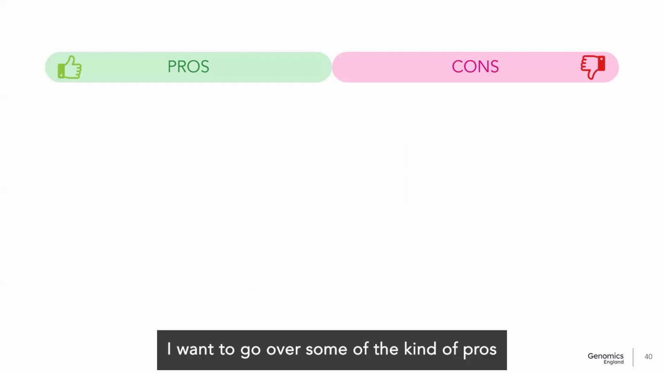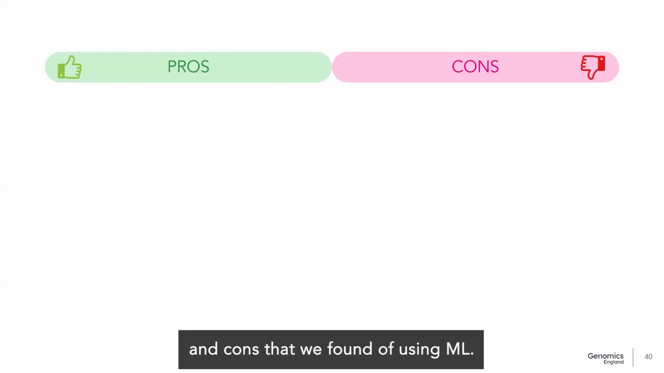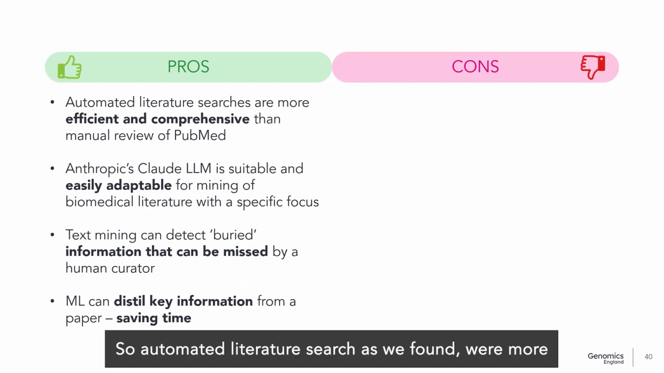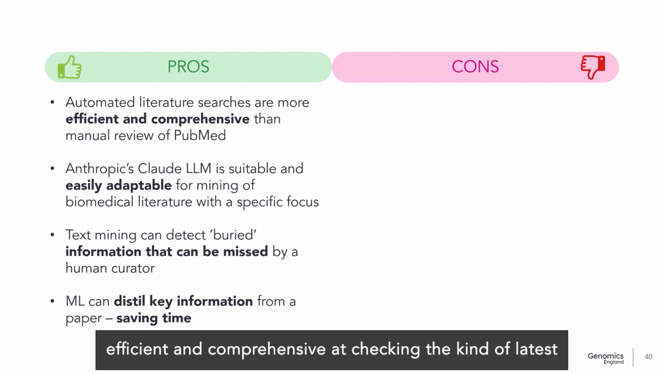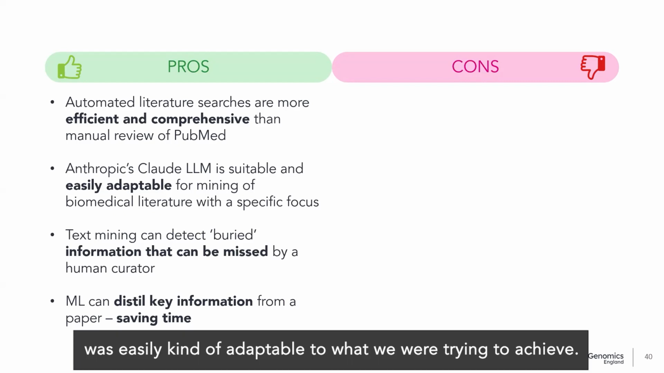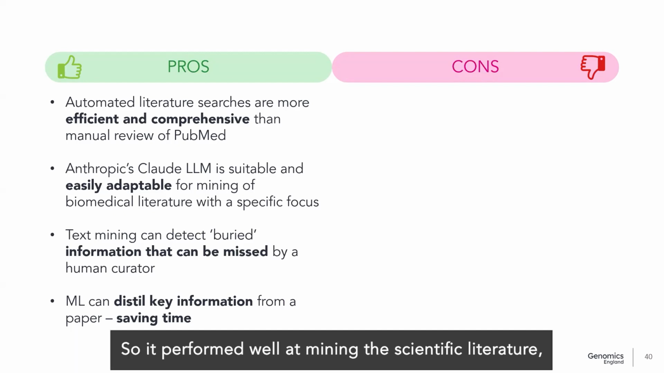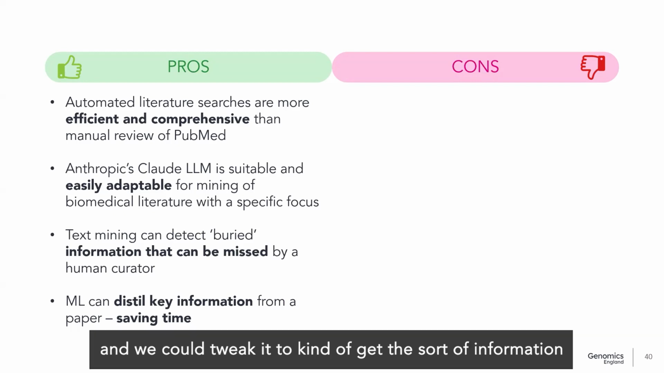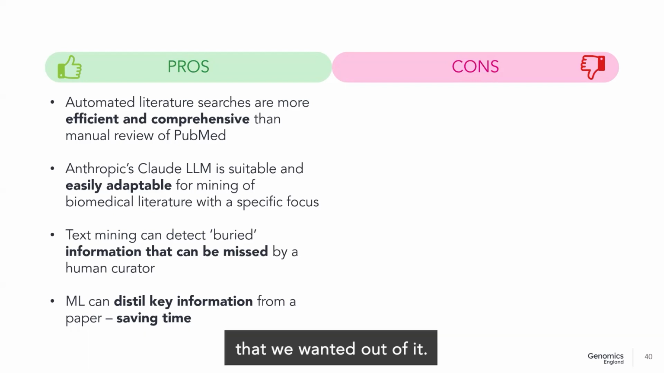So just quickly, I want to go over some of the pros and cons that we found of using ML for finding biomedical literature. Automated literature searches we found were more efficient and comprehensive at checking the latest publications. The Claude LLM was easily adaptable to what we were trying to achieve. So it performed well at mining the scientific literature, and we could tweak it to get the sort of information that we wanted out of it.